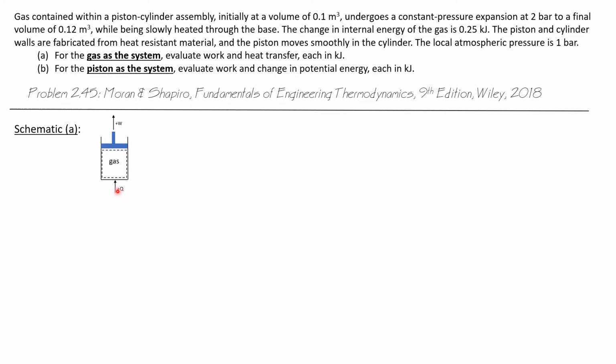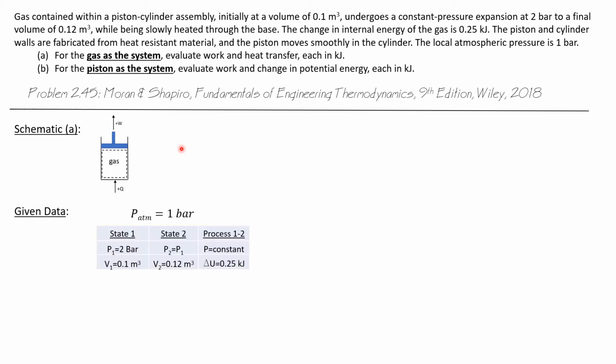Heat transferring energy into the system is positive heat transfer, plus Q, and an expanding gas moves the piston upward, and that is defined as positive work being done by the system on its surroundings. Let's look at everything we know that was given in the problem statement. We were given that the atmospheric pressure is 1 bar.